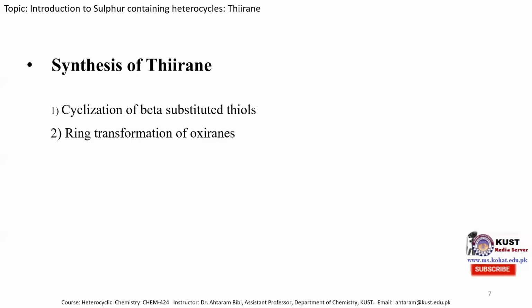Second one is ring transformation of oxirane. Oxirane can be reacted with thiourea and other reagent to produce the styrene molecule. And the third method is that we can obtain the styrene molecule from sulfur halide. When sulfur halide is treated with thiourea, then we can obtain the styrene molecule. So we will discuss these methods one by one, starting from cyclization of beta substituted thiol.